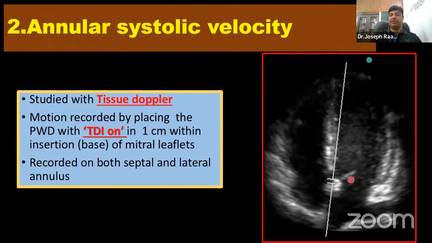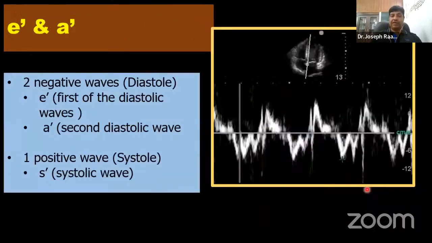Then you record the annulus velocity, the movement of the annulus. It has to be done on both sides, septal as well as lateral. When you do that, you get this type of image. When you compare it to the previous waves, the annular velocity looks a little different.